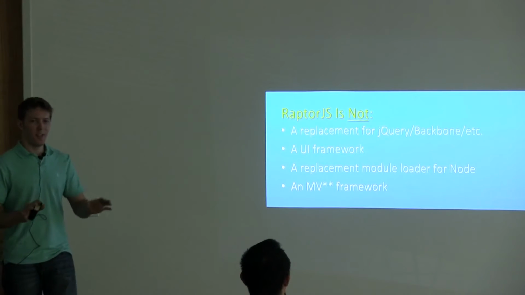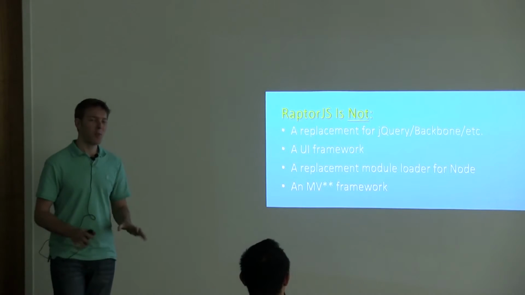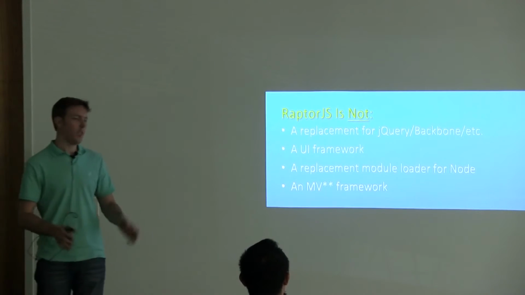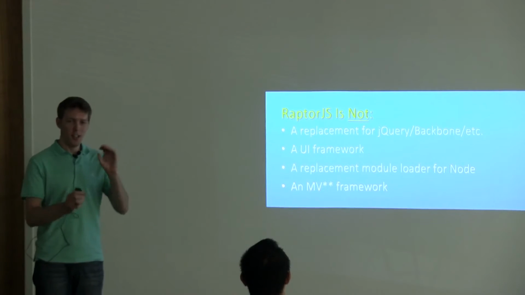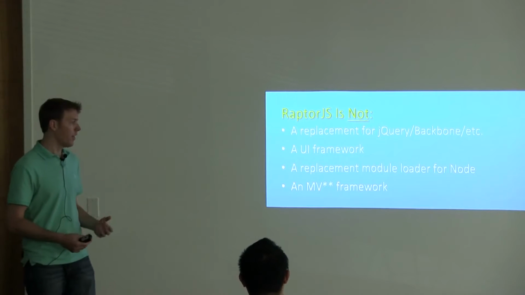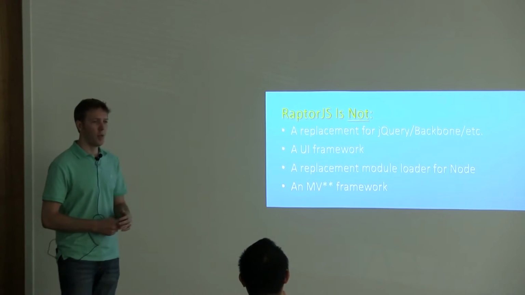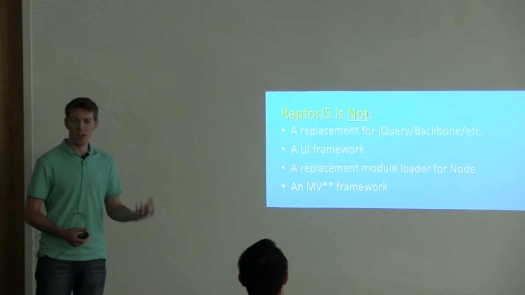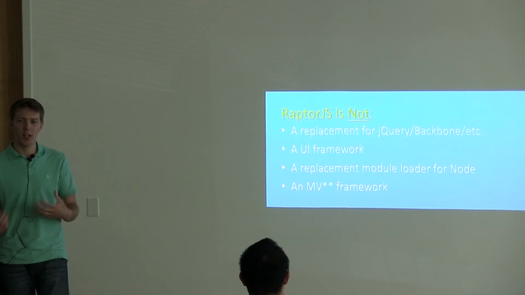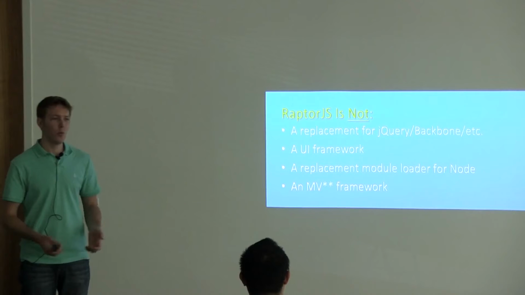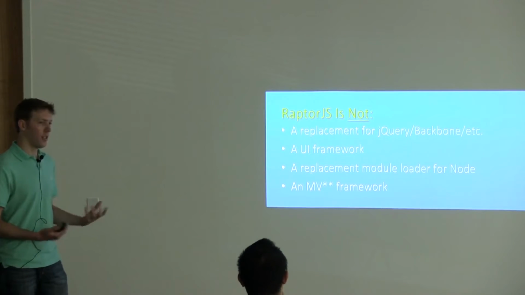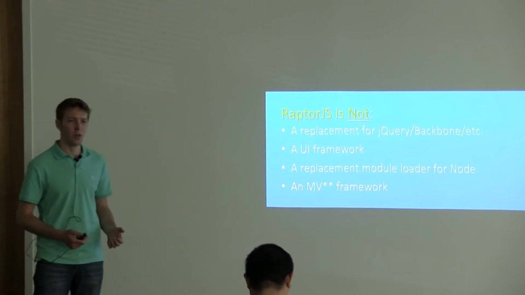So just before I explain what RaptorJS is, I want to make it clear that it's not trying to replace jQuery, Backbone, or even Ember. It really is just a core piece of functionality that can be used alongside any of those frameworks. It's not a UI framework. It's not a replacement module loader for Node. We like using Node how it is. We don't want to change it. We wanted to create something that worked alongside Node and also Rhino or any other JavaScript environment. We didn't want to have to change those environments to meet our needs. It's not an MV-star framework or anything like that.